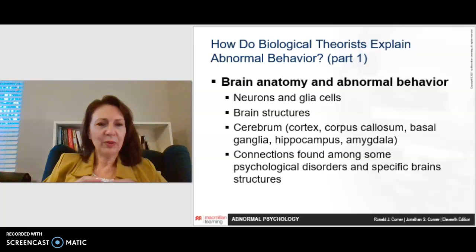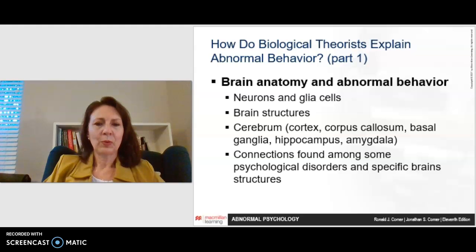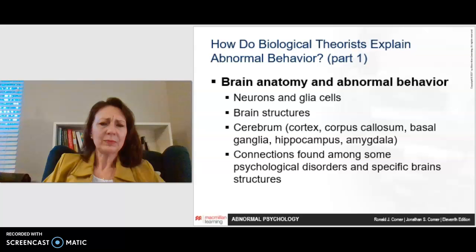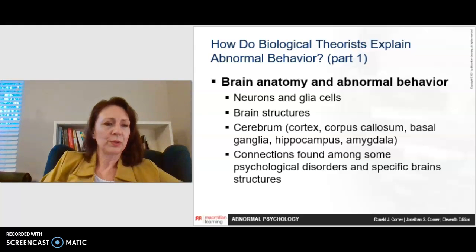Everything from the tiny little neurons, the brain cells, and then the glia cells that surround them, to the different brain structures. Specifically, there's a lot of emphasis on the cerebrum, which is the cortex, the corpus callosum. We'll look at also the basal ganglia, the hippocampus, and the amygdala. A lot of this is where the higher level thinking goes on. And then we examine connections that are found among some psychological disorders and specific brain structures.